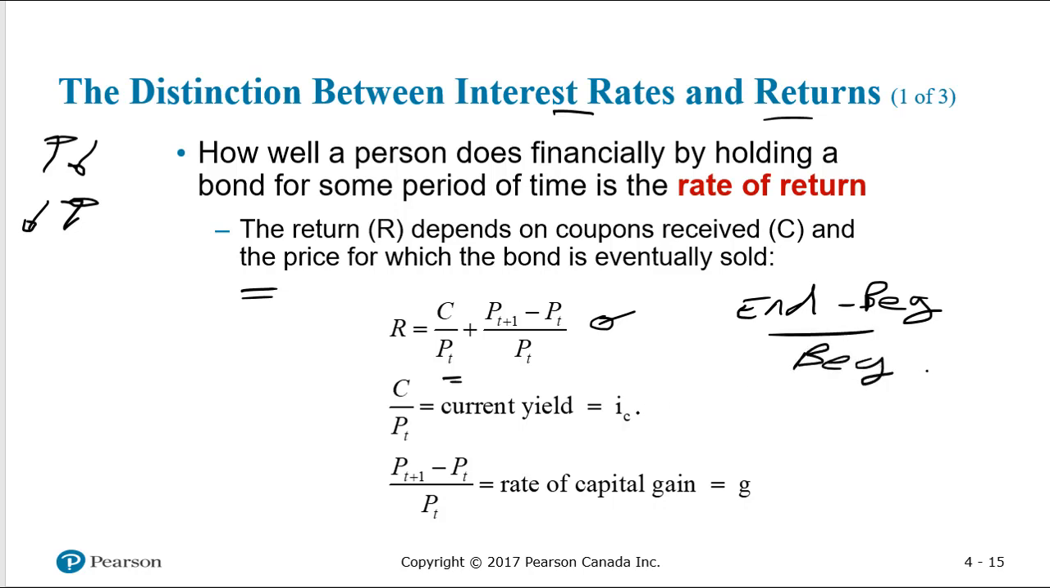And that is either going to be a capital gain or a capital loss. If the price of the bond went up, you've got a gain. If the price of the bond went down, you've got a capital loss. The best way to illustrate this is through an example. We're going to see that in a couple of slides.